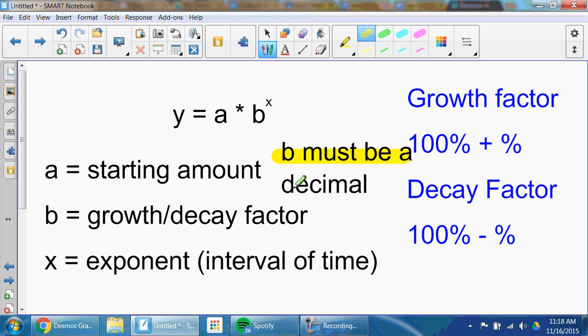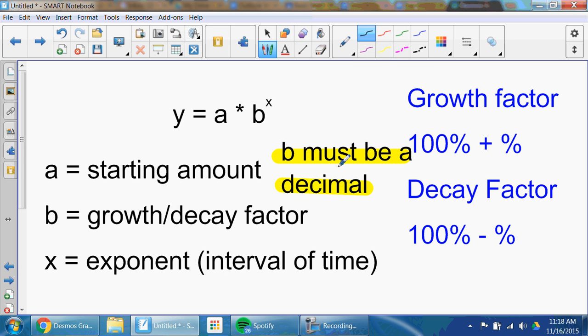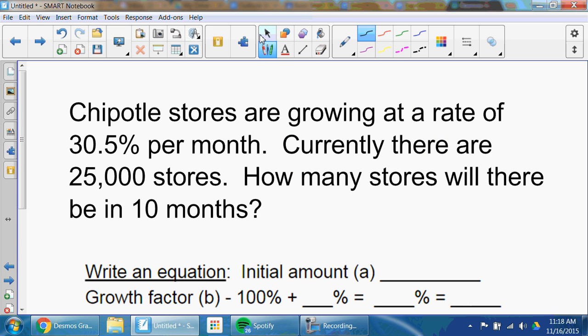So there's a couple different strategies to change percents to a decimal. You can divide it by 100. You can put it in your calculator by 100, or use the percent button on there. You can also move it to the left. Let's look at an example.